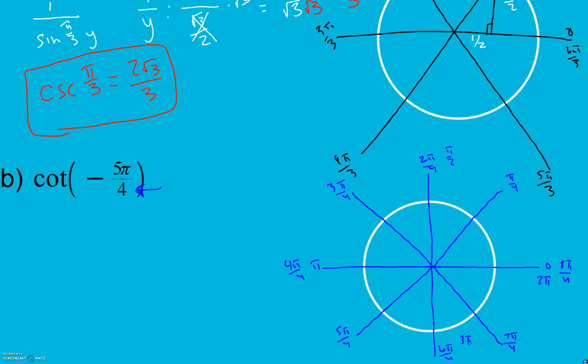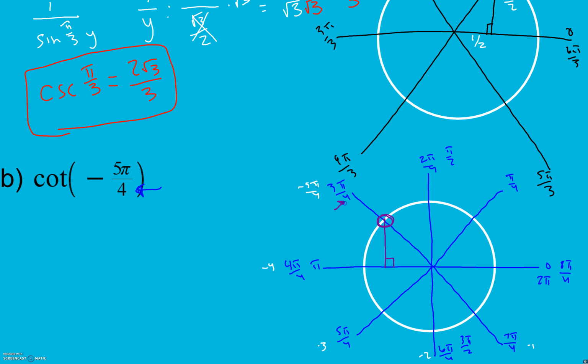And this is 3 pi over 2. I want to go negative 5/4. So I go negative 1, negative 2, negative 3, negative 4, negative 5 pi over 4. So the point that I'm looking for is this one right here. Drop down to the x-axis always.